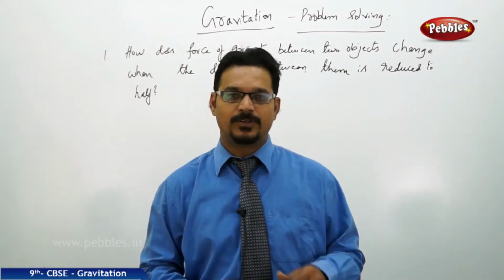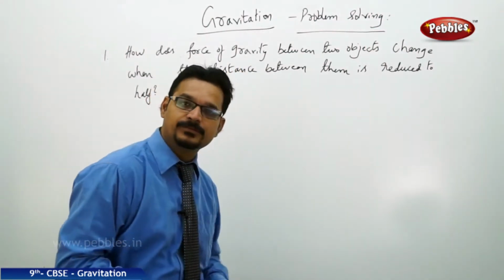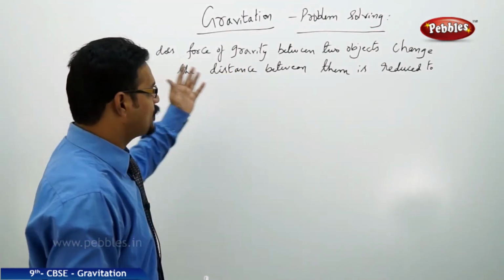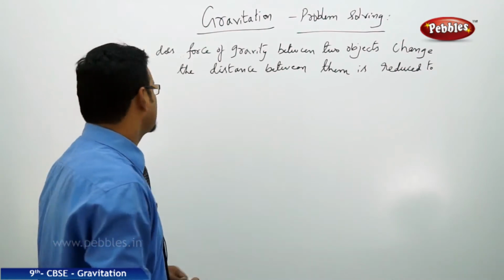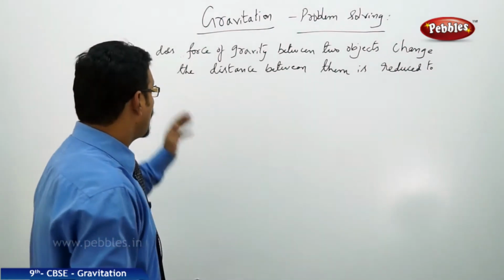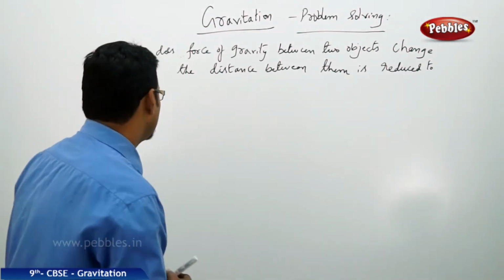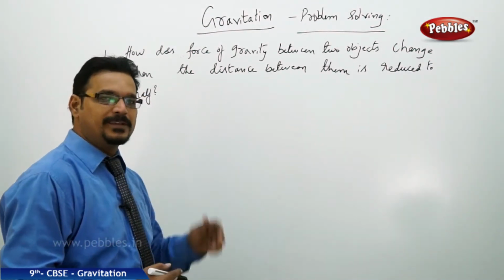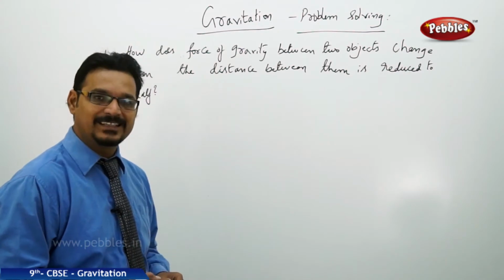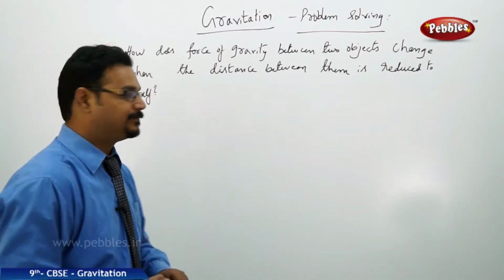So see the board there. There is a problem for you. How does the force of gravity between two objects change when the distance between them is reduced to half? To solve this problem, I will tell you two methods. Whichever method you feel is easy, you can follow that method.